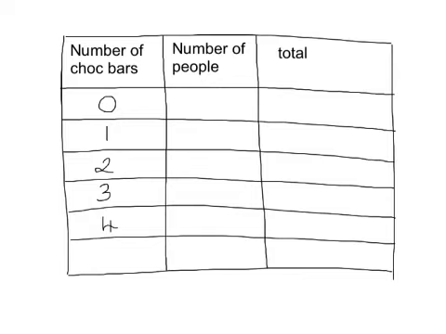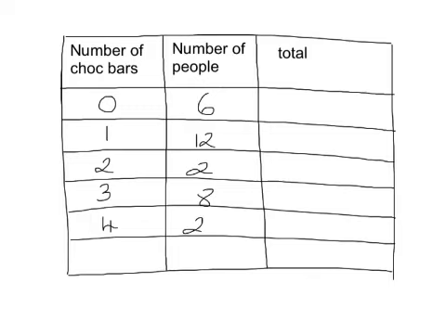The next stage is to fill in the number of people who've eaten that many chocolate bars. You need to look at the bar chart to get the numbers for these, but I'm going to use different numbers to you. So don't take these numbers as being the actual ones. So I'm going to say that I had 6 people who didn't have any chocolate bars. I had 12 people who had 1. I had 2 people who had 2, I had 8 people who had 3, and I had 2 people who had 4.